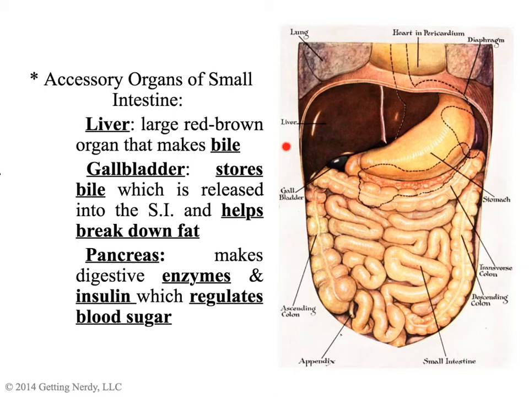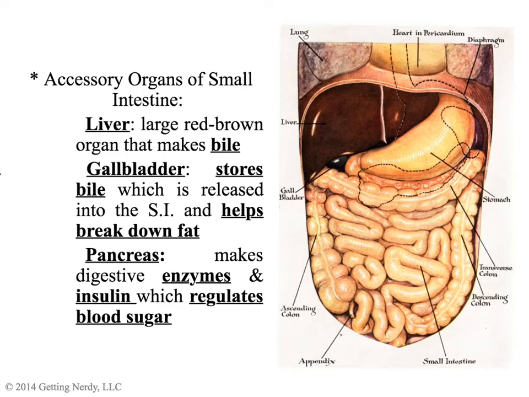All right, now let's look at some of these accessory organs of the small intestine. We do have the liver, found right here. This is a large red-brown organ that makes bile. The liver has about 500 different functions in the digestive system, so it's one of the hardest working organs that we have. The gallbladder, which is little tiny right there, stores the bile, and that's released into the small intestines and helps to break down fat.